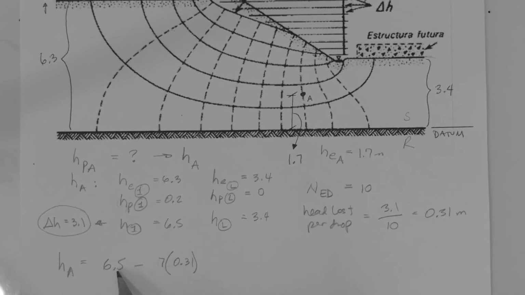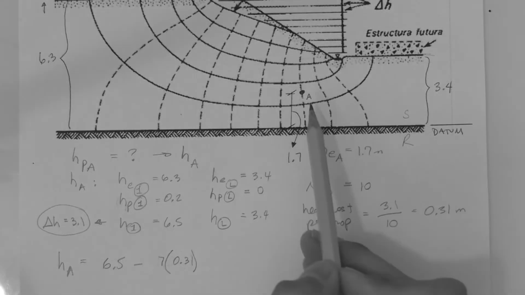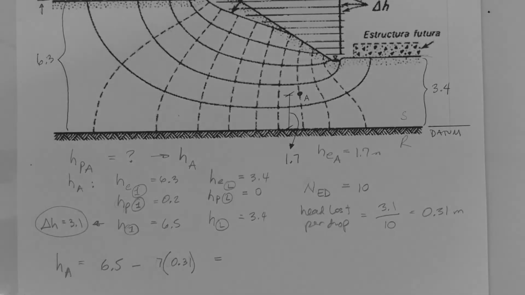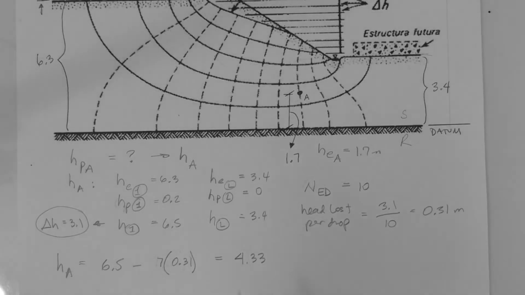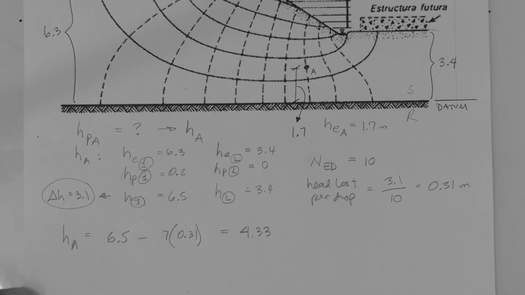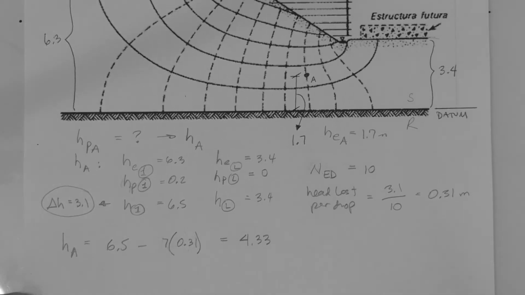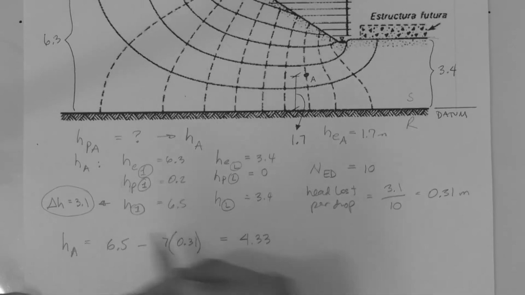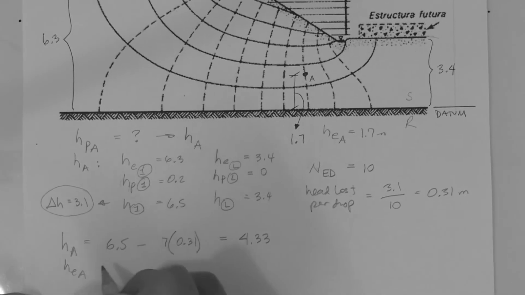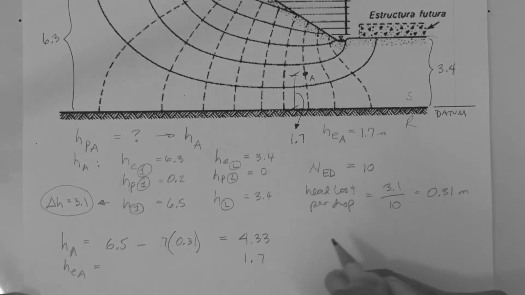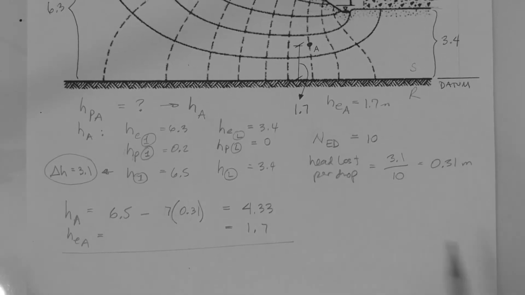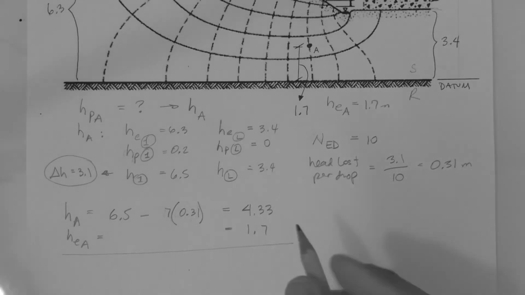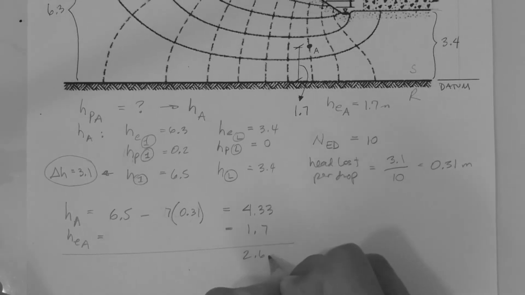Total head, 6.5 meters minus what is lost in terms of head getting there. 4.33 meters. Okay, that's the total head at point A. We know that the elevation head at point A is 1.7 meters. Which means that the pressure head is 4.33 minus 1.7, which is 2.63 meters.